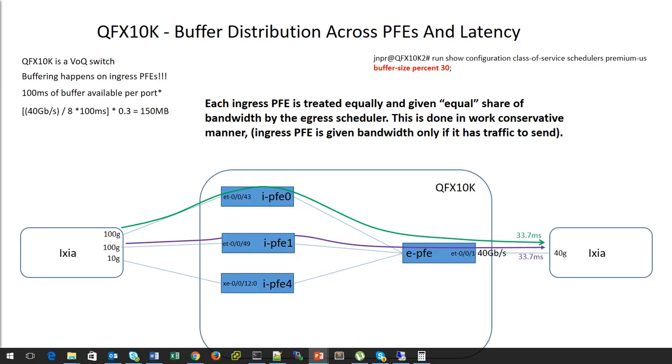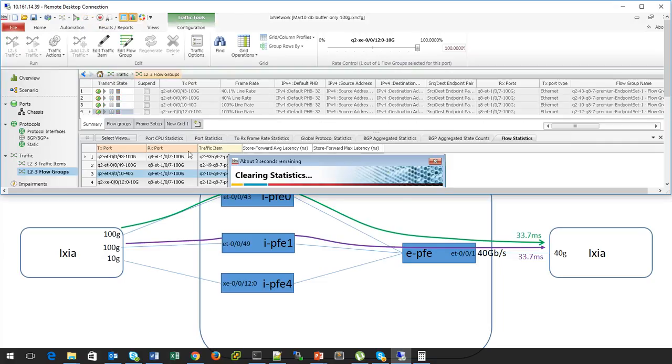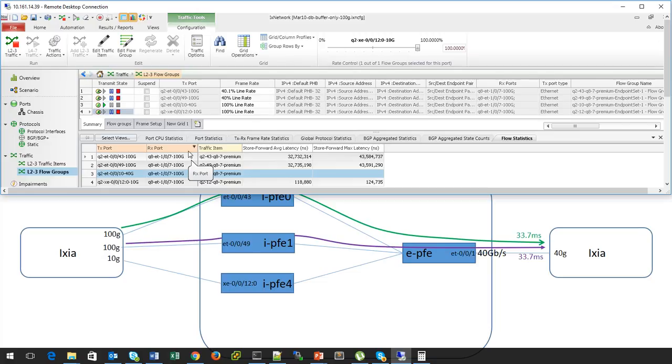Okay, so let us now add a third packet forwarding engine and a flow of 10 gigabits per second. This situation is interesting because my ingress speed is going to be 10 gigabits per second, and the flow will also go through another ingress PFE. Let's see what happens in this case. So this port here is my 10 gig port, and I'm sending 100% of line rate. Again, I want to observe this in steady state, so I'm going to clear all statistics.